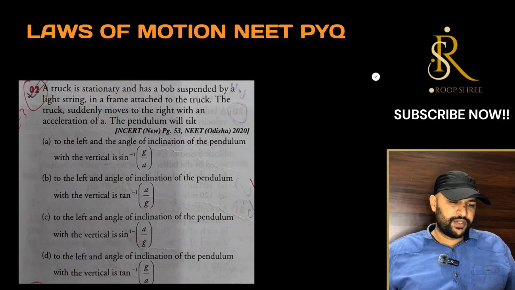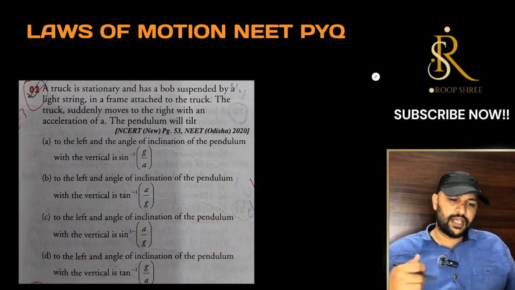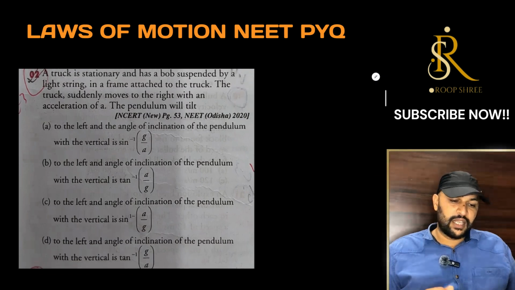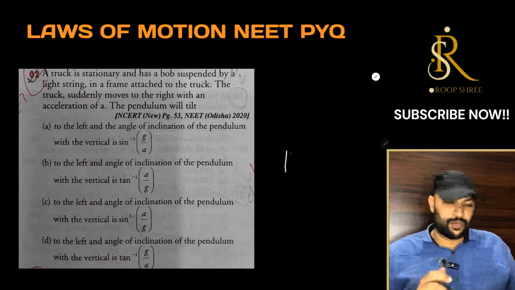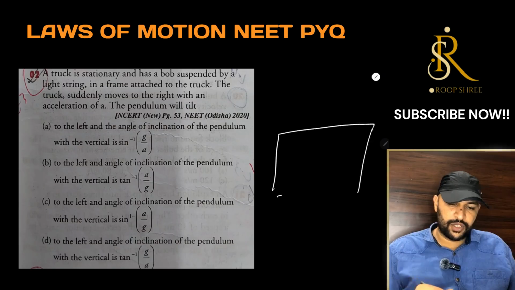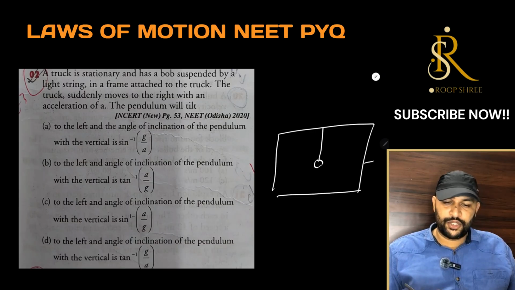Our next question says, a truck is stationary and has a bob suspended by the light string in the frame attached to the truck. The truck suddenly moves to the right with an acceleration A. The pendulum will tilt in which direction? Interesting problem. So let's assume that this is the truck. Okay, let me make it little big because I'll have to draw the FBD also, free body diagram also. And this is a string and this is a bob attached to it.